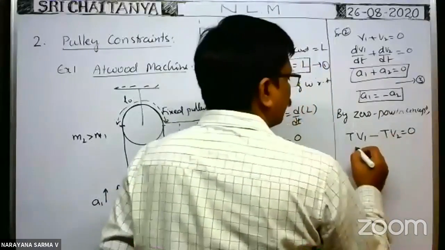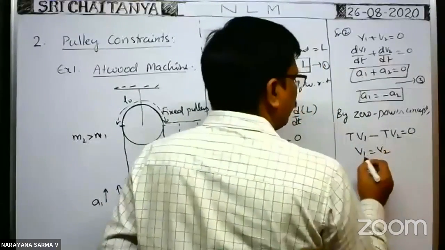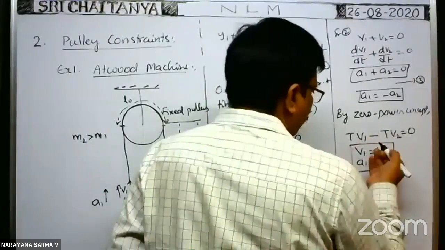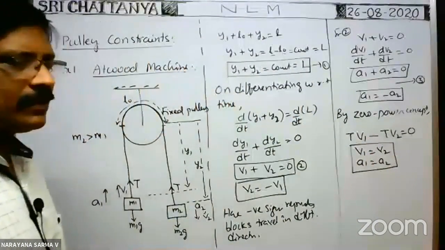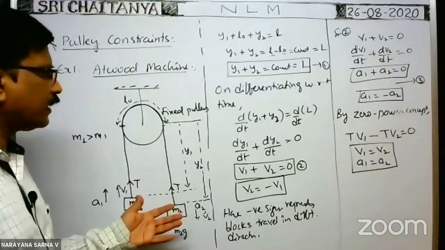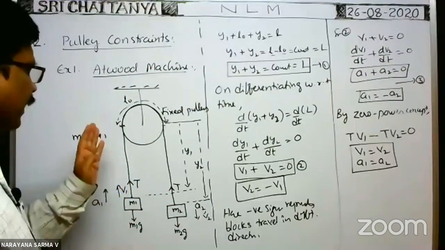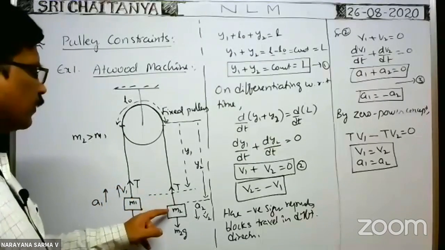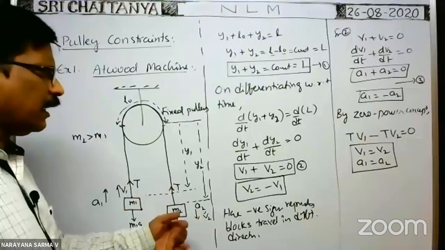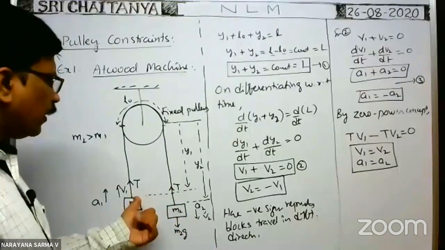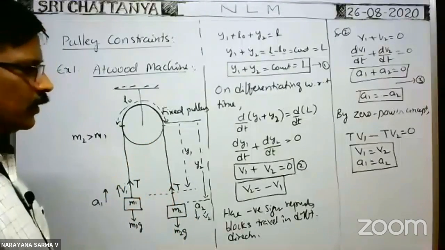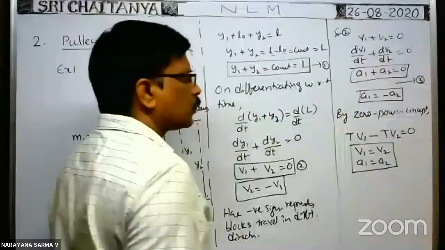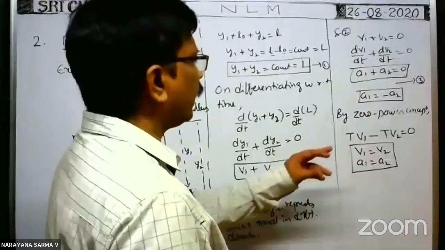T cancels, so v1 is equal to v2. When v1 is equal to v2, a1 is equal to a2, no? These are the constant relations. From this also it is clear that at any instant of time, if the velocity of the first block in the upward direction is v1, the velocity of the second block is also the same, v2 is equal to v1, but in the opposite direction. Similarly, accelerations are also the same in magnitude, already I said. So by the zero power concept we can do it like this.